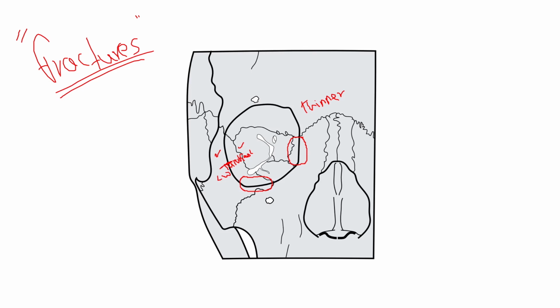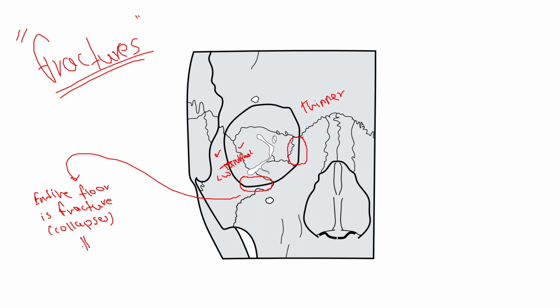And before I move on, there's one more thing I need to mention. In the fractures of the floor, if the entire floor is fractured, so it's not like a part of it, the entire thing, it basically collapses. If it collapses, the fracture has a special name, and you will come across it a lot in ophthalmology. They're called blowout fractures. So now you know what a blowout fracture is, okay?